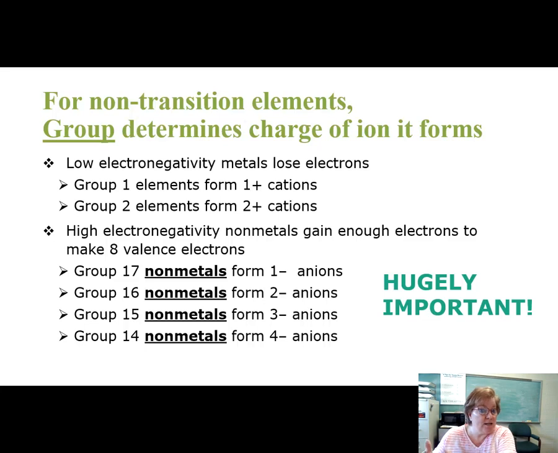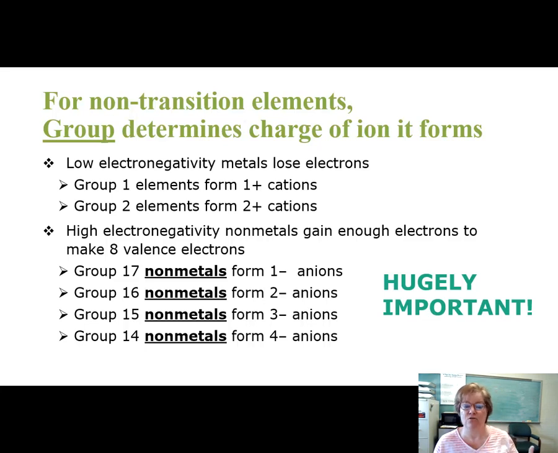So for these low electronegativity metals, they're always going to lose electrons. All metals are going to lose electrons when they form ions and form cations. They'll never form an anion. So group 1 elements are going to form +1 cations. Group 2 elements are going to form +2 cations.